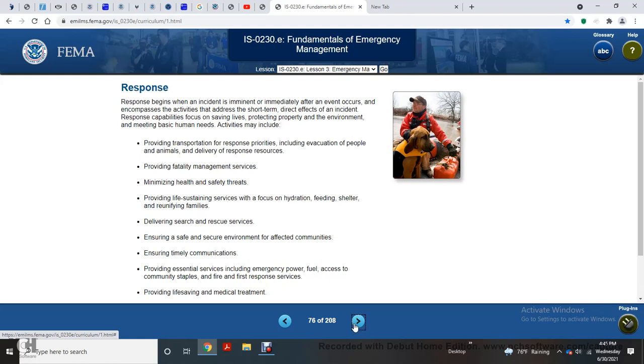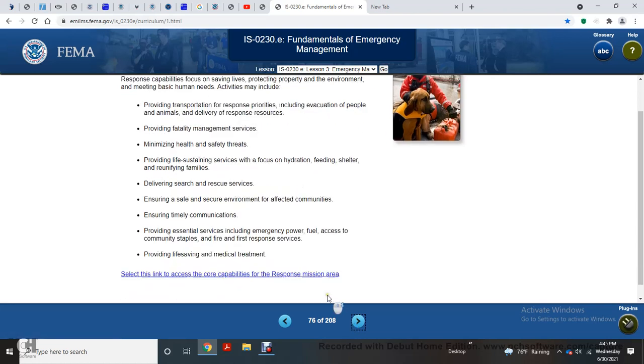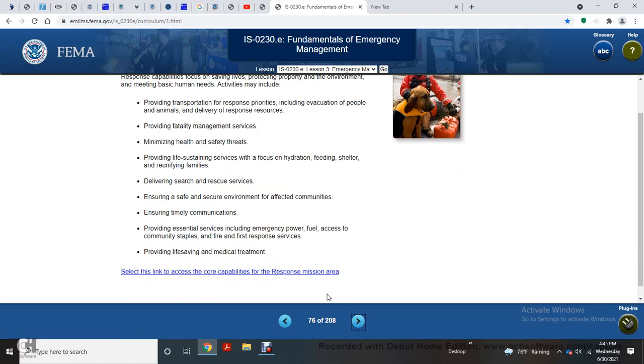Response begins with the incident, when it is imminent or immediately after the event occurs, with activity to address the needs of those directly affected by the incident. Response capabilities focus on saving lives, protecting property and the environment, and meeting basic human needs. Activities include providing transportation and response priorities, including evacuation of people and animals, delivery of response resources, fatality management services, minimizing health and safety threats, and providing life-saving services such as hydration, feeding, shelter, reunifying families, and delivering scheduled resource services.